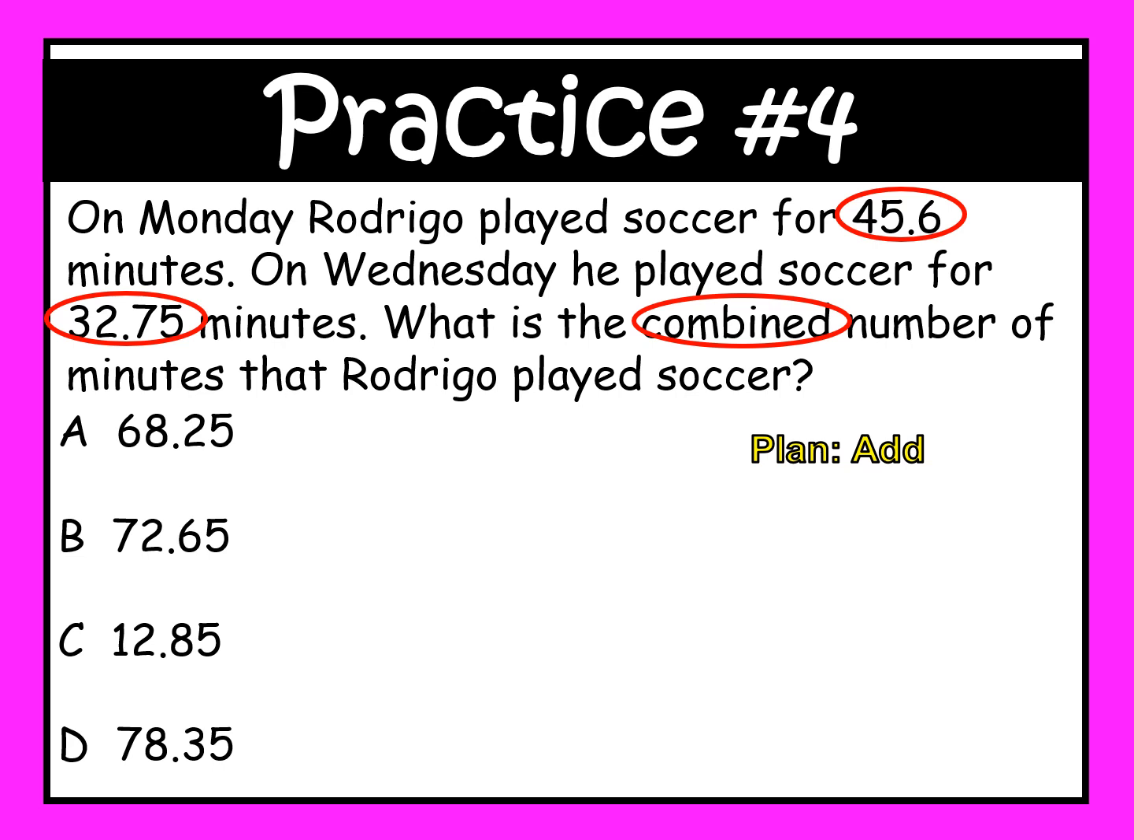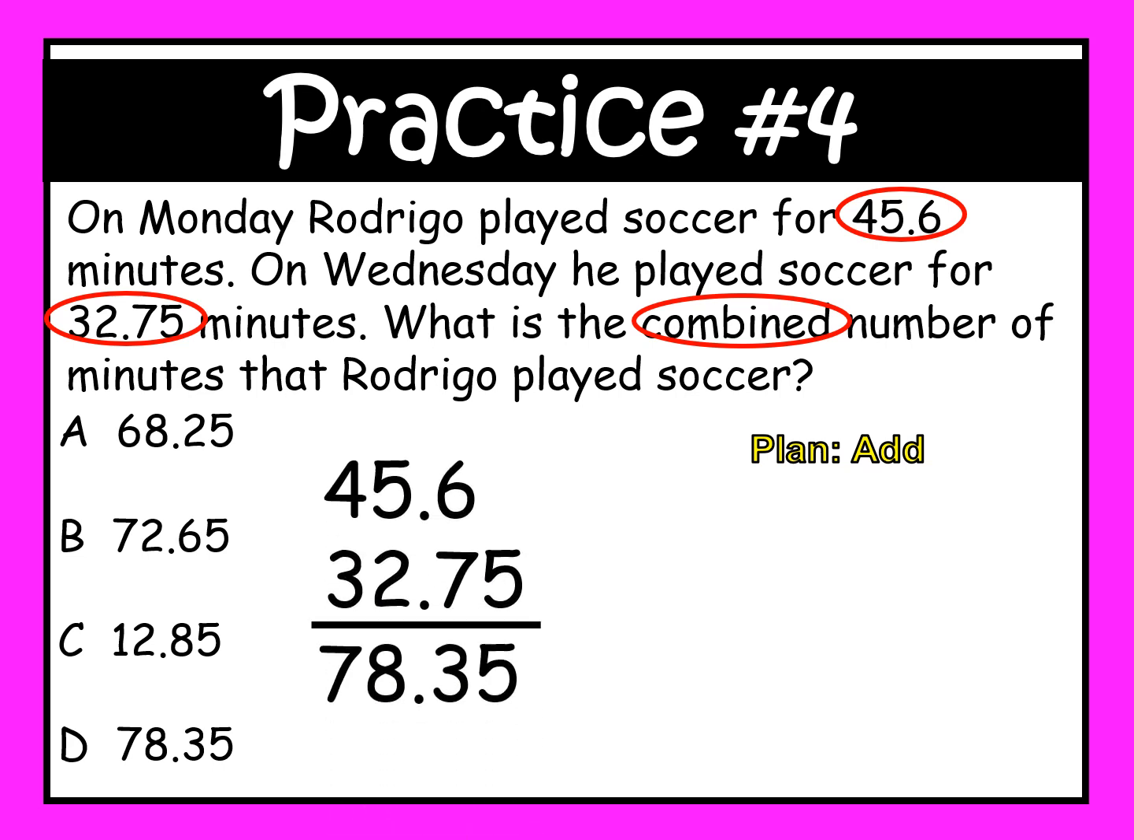Remember to always line up your decimal points when you're adding or subtracting decimals. Okay, so 45 and 6/10 plus 32 and 7,500 would be 78 and 3,500. The correct answer there would be D.